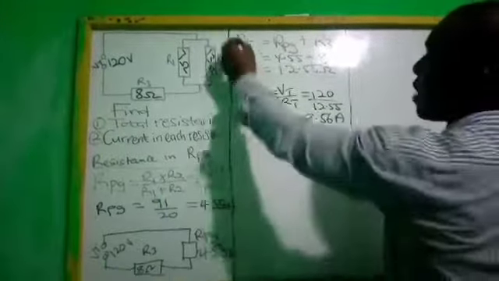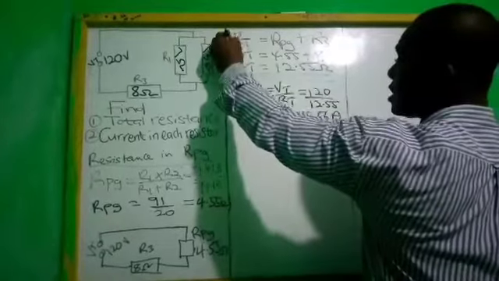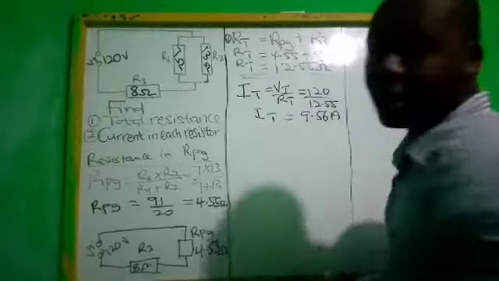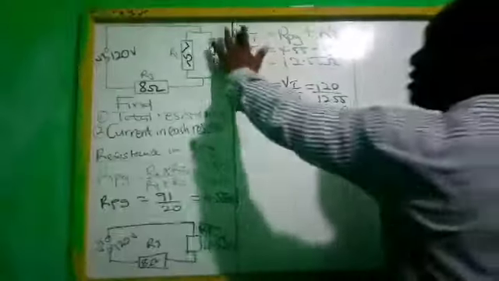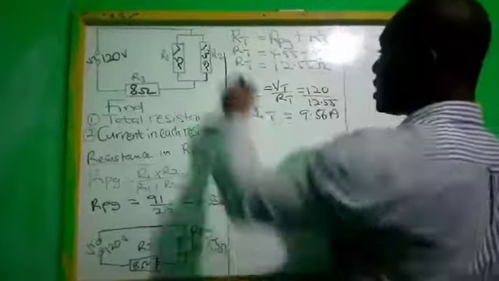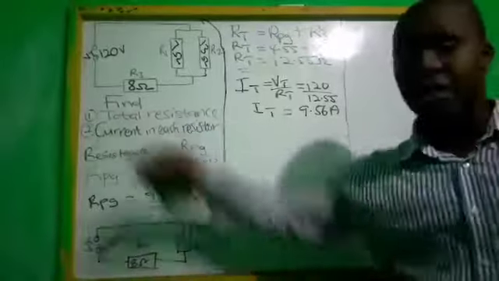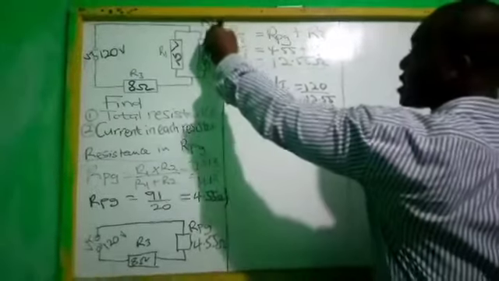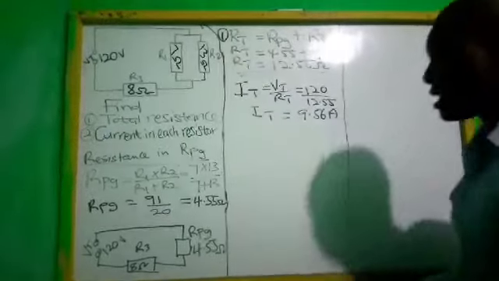Because, as we calculated, this becomes the same amount of current that flows in R3. That is the total resistance that they asked. Okay, so let me do it well so that you understand. You see, they've asked us to calculate the total resistance as number 1.